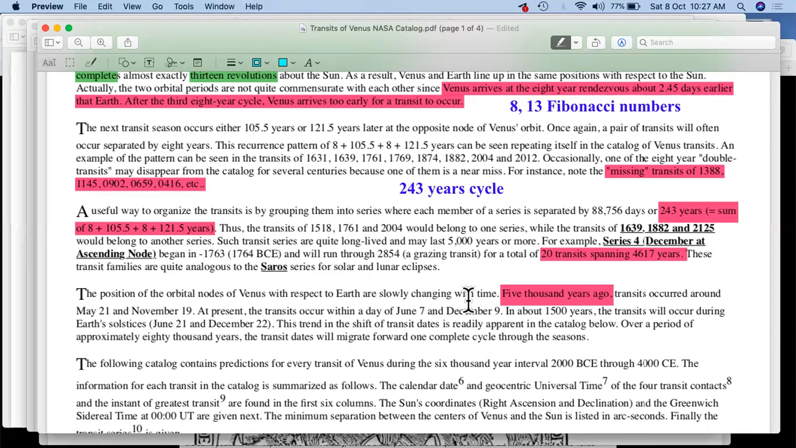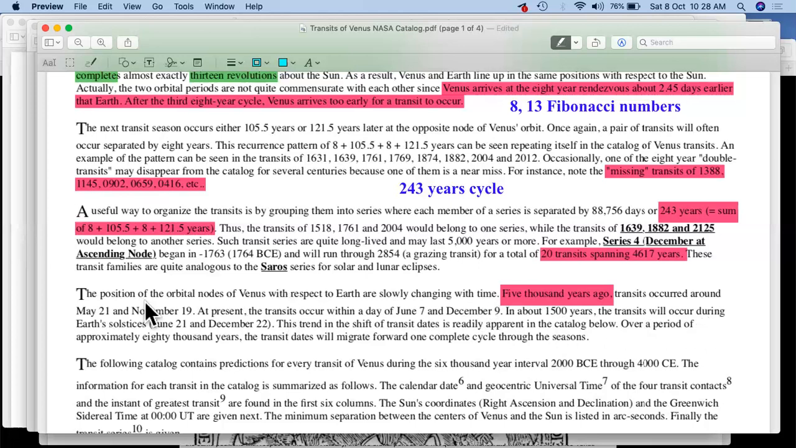So please focus again. The position of the orbital node of Venus with respect to Earth are slowly changing with time. 5000 years ago, transit occurred around May 21st and November 19th. At present, the transit occurs within a day of June 7th and December 9th, right? So probably you can see a huge difference from May to June. So date wise, yes, they are definitely changing; from November 19 this has come down to December 9, right? So this cycle probably takes a longer time period, maybe around 5,000 years for these changes to happen. But there are slight corrections which do happen during this 5,000 years, right?